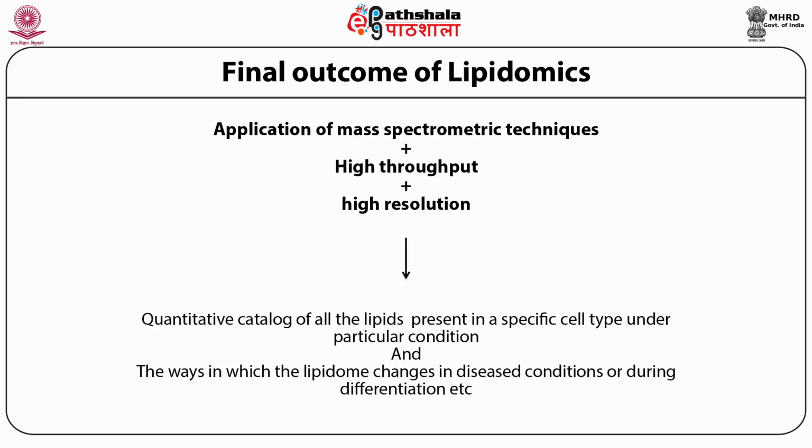So the gist is that by applying all the high throughput techniques and high resolution, you would be able to get the complete lipid profile of a given cell, a normal or a disease cell, and then you can compare the lipid profiles of normal versus disease cell and see what are the lipids that are altered in a diseased condition.